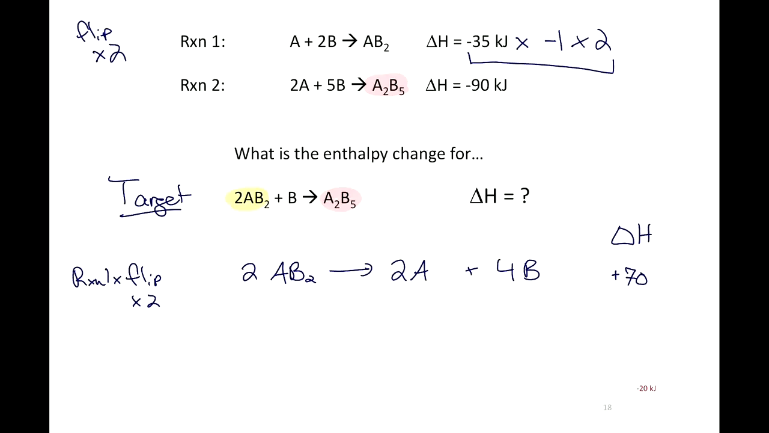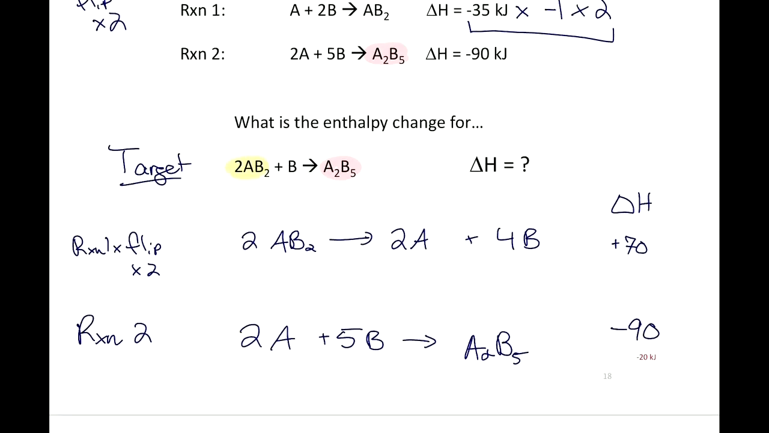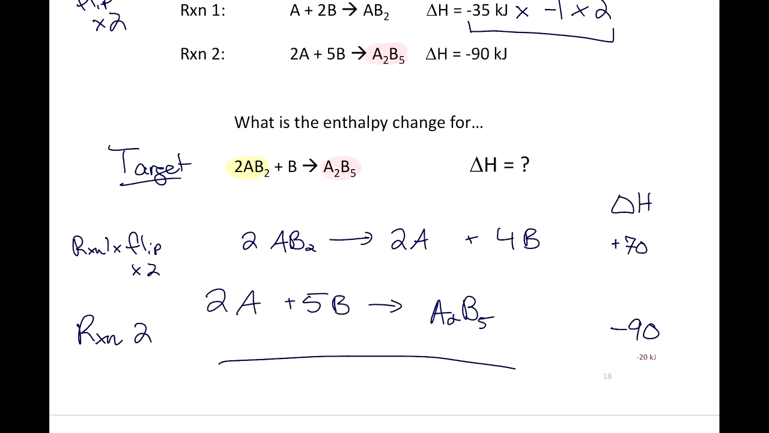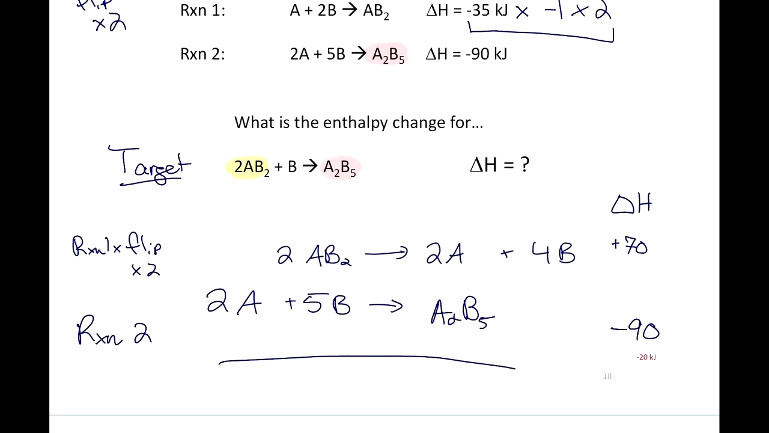So reaction 2, we're going to do nothing to it. It's 2A plus 5B gives us A2B5. Its delta H does not change at all. Okay, but I'm still adding it to the other one. So let's see, how do these reactions, when we add them up, how do they cancel? What cancels here? I'm going to try to make it look nice. So we're adding these two reactions up.